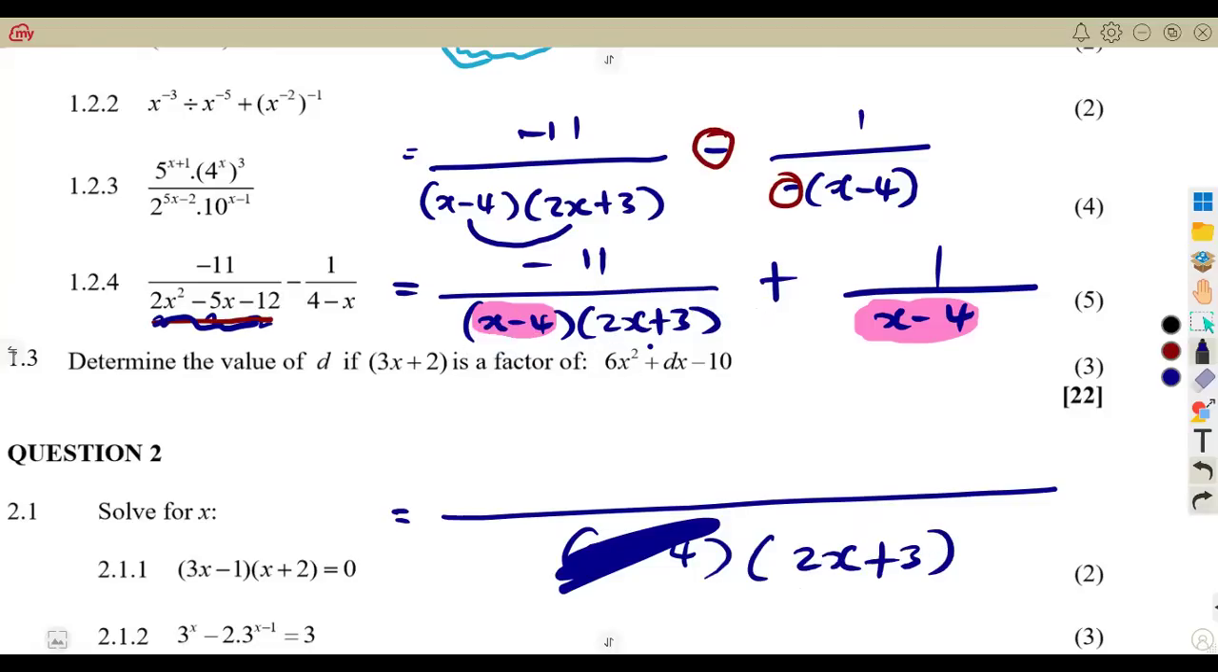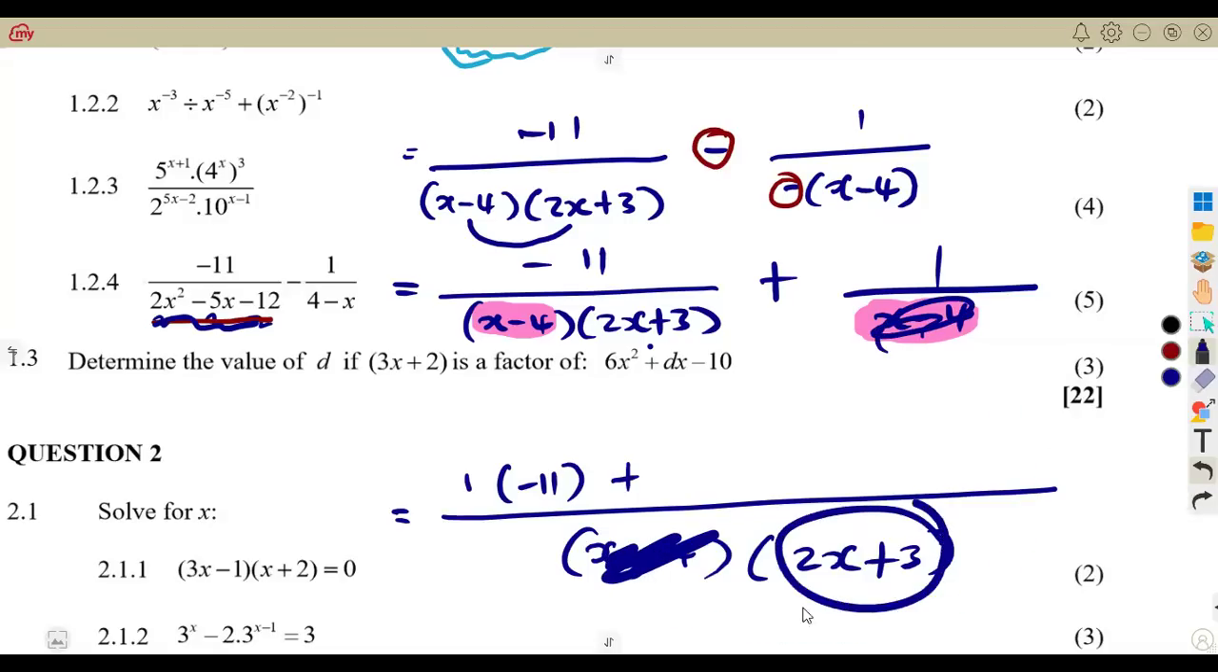So you remain with what? With a 1. You assume as if you are canceling. You don't actually cancel; you just assume as if you are canceling this into this. So that's a 1 times minus 11, plus divide this into this. As you can see, the x minus 4 and the x minus 4 will cancel. And you remain with what?